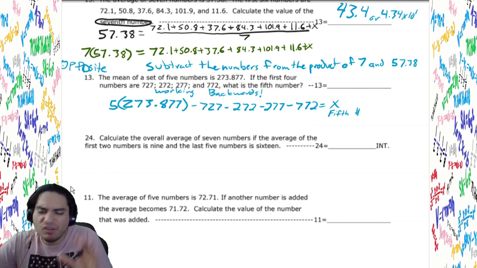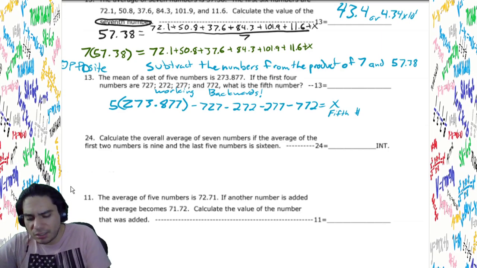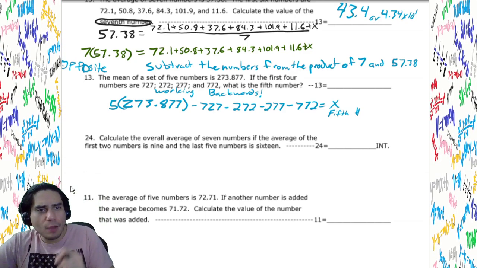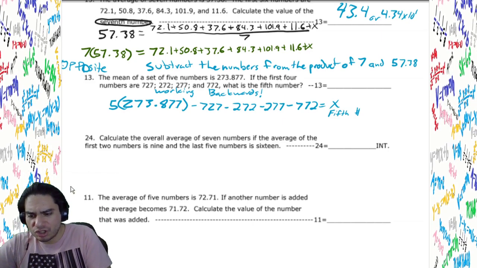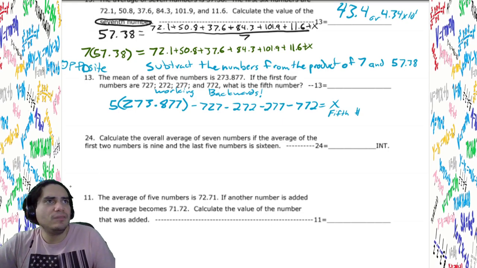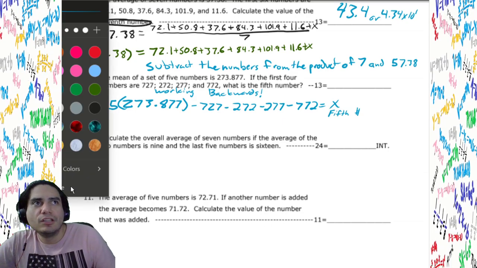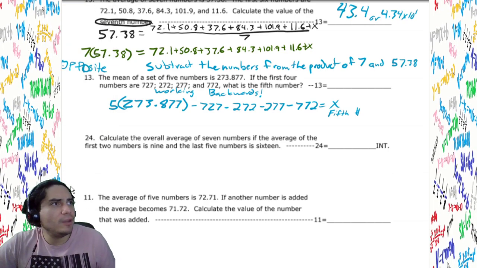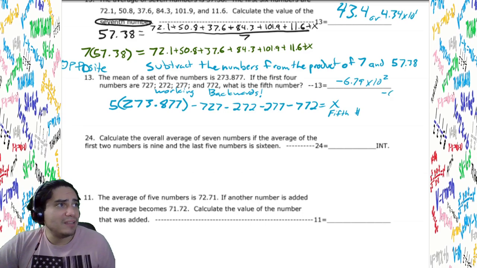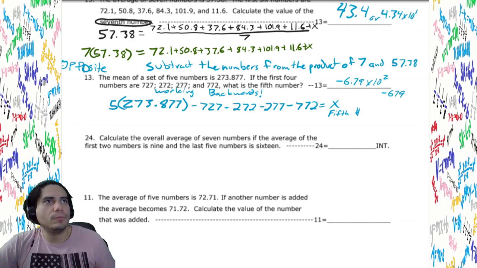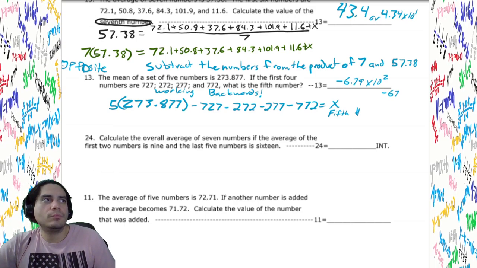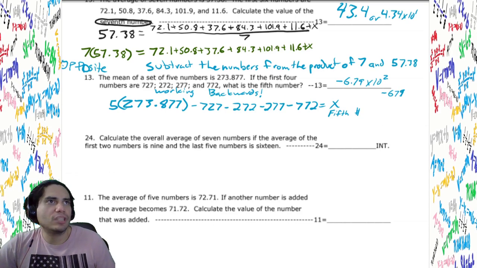But it's okay. A negative number doesn't necessarily mean we're wrong. It just means that it's a negative number. But I'm going to do it again. 273.877. Enter. 5. Multiply. And now 727 minus 272 minus 277 minus 772 minus. Guess what? I got that negative number once again, and that means it's probably correct. So we're gonna write negative 6.79 times 10 to the second. Some of y'all wanna write it as negative 679, and that's that, okay? That's how we do it.